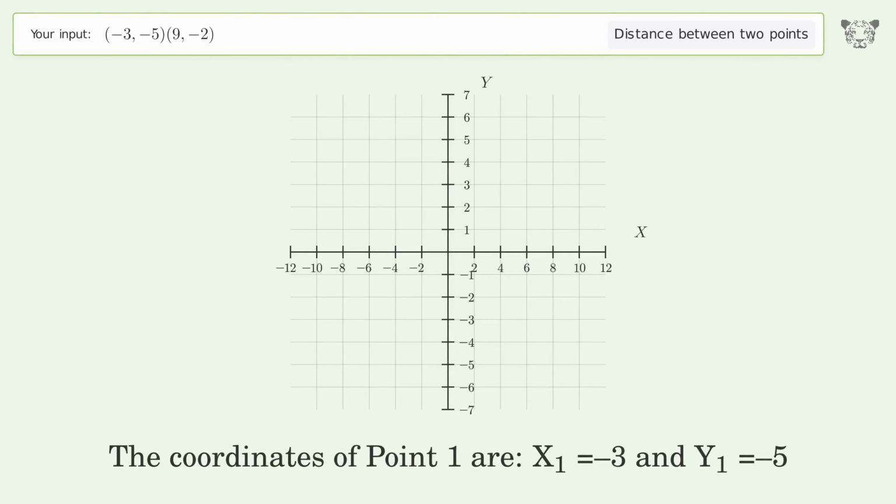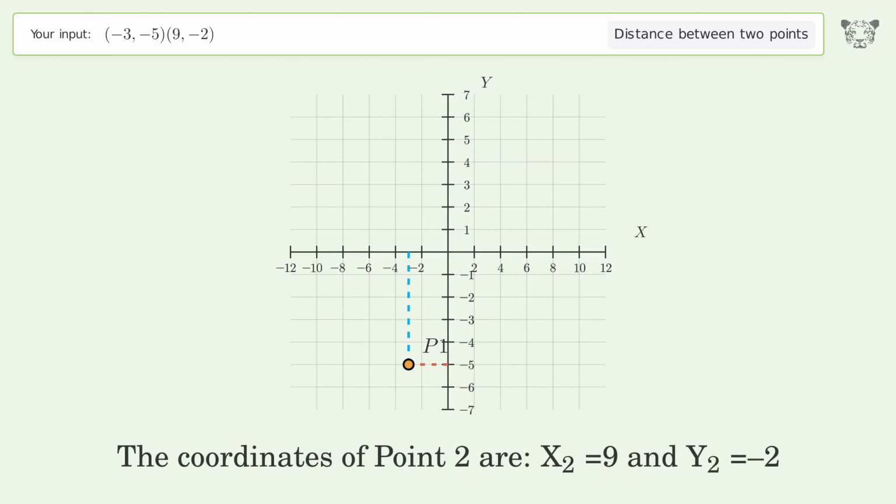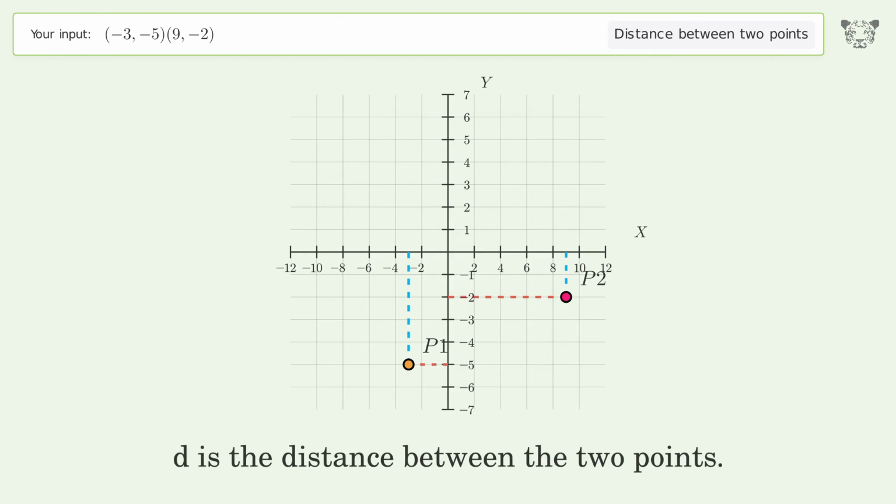The coordinates of point 1 are, x1 equals -3 and y1 equals -5. The coordinates of point 2 are, x2 equals 9 and y2 equals -2. D is the distance between the 2 points.